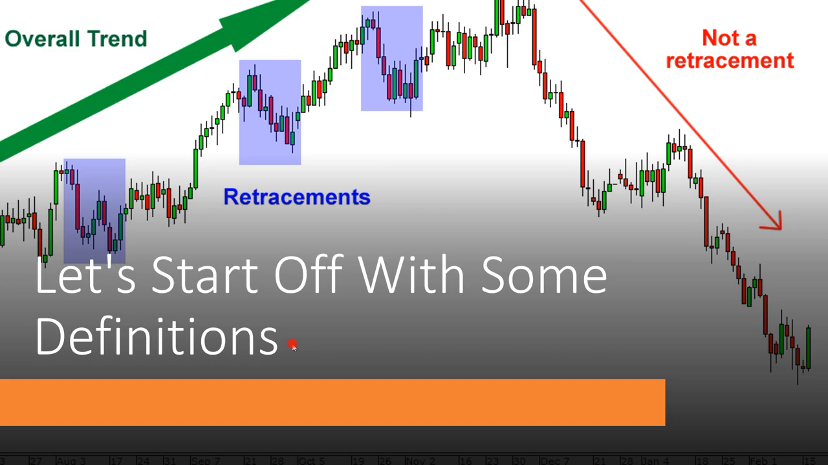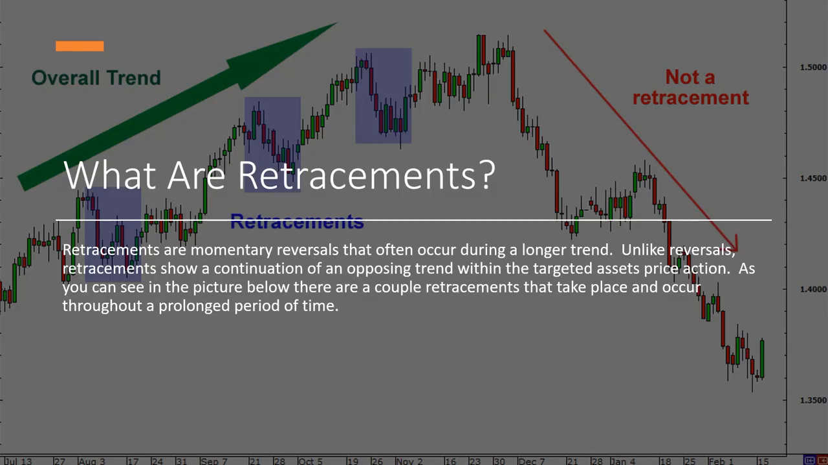So let's start out with a definition, okay? Retracements are momentary reversals that often occur during a longer trend. Unlike reversals, retracements show a continuation of an opposing trend within targeted asset's price action. As you can see in the picture in the background, there are a couple of retracements that take place and occur throughout a prolonged period of trading.